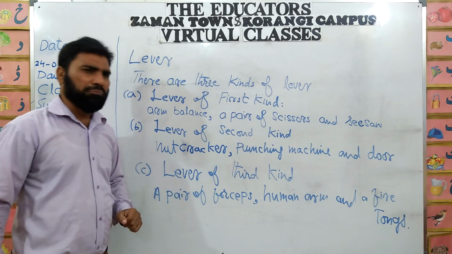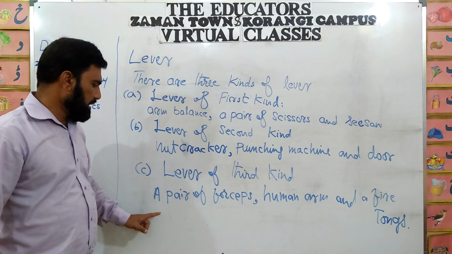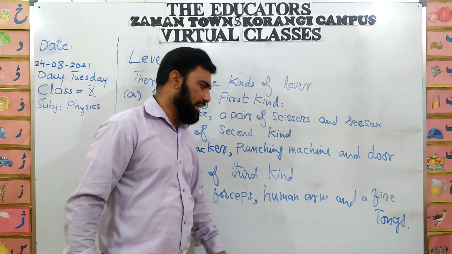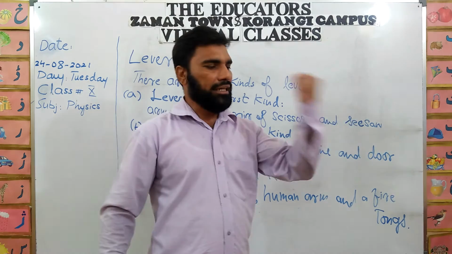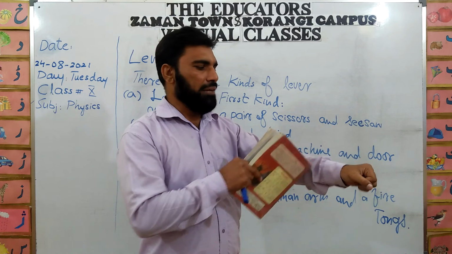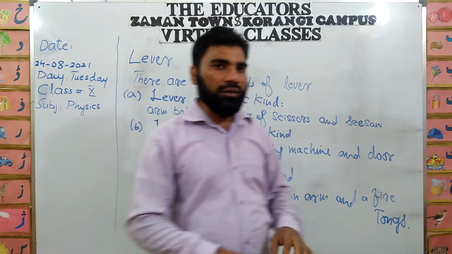Now, real examples of the third kind of lever are a pair of forceps, the human arm, and a fire tongs. Look at the human arm: it can rotate here, this is the fulcrum, and effort is applied between here, and it can lift the weight. So there are three kinds of lever.